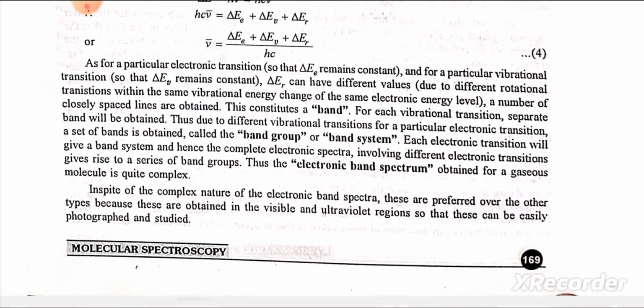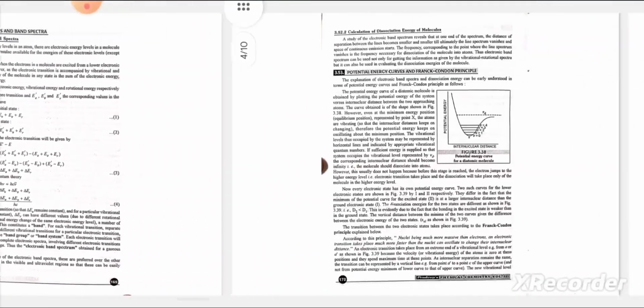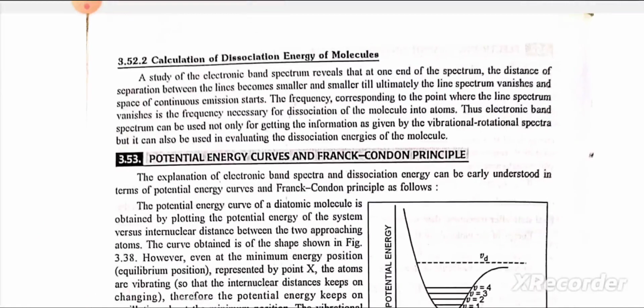In spite of the complex nature of the electronic band spectra, these are preferred over the other types because these are obtained in the visible and ultraviolet regions so that these can be easily photographed and studied. Calculation of dissociation energy of molecules. A study of the electronic band spectrum reveals that at one end of the spectrum, the distance of separation between the lines becomes smaller and smaller till ultimately the line spectrum vanishes and a region of continuous emission starts. The frequency corresponding to the point where the line spectrum vanishes is the frequency necessary for dissociation of the molecule into atoms. Thus, the electronic band spectrum can be used not only for getting the information as given by the vibrational rotational spectra, but it can also be used in evaluating the dissociation energies of the molecule.